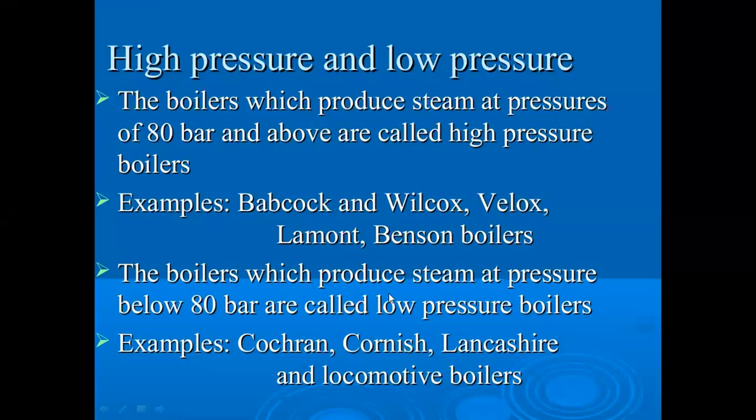Below 80 bar pressure, we see examples like the Cochran boiler, Cornish boiler, Lancashire boiler, and locomotive boilers. The Cochran boiler's operating pressure is 6.5 bar, which is less than 80 bar. For these boilers we use natural circulation. So these are low pressure boilers.